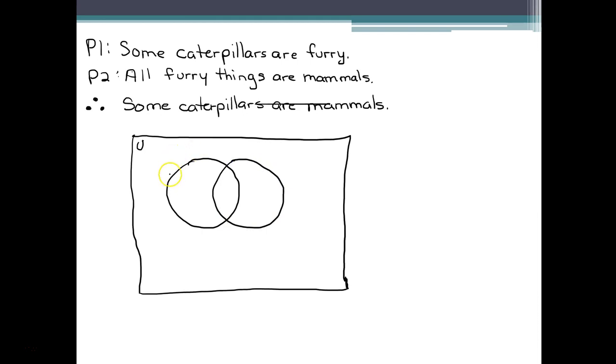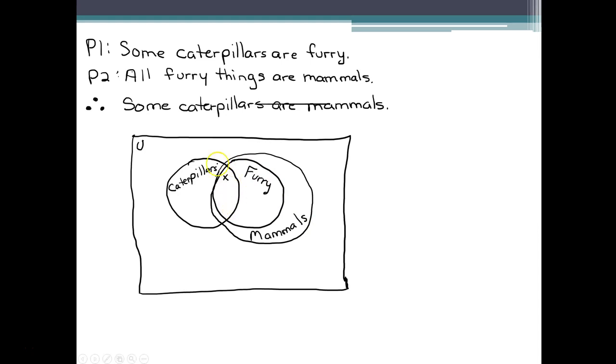So in this one we need a circle for caterpillars. And we need a circle for furry things. And some caterpillars are furry means you've got some caterpillars right in here that are caterpillars and furry at the same time. Now, all furry things are mammals, according to premise 2. We know that that's not necessarily true in real life. But that is the premise. That's the evidence presented in the court of law. So we have to use it.